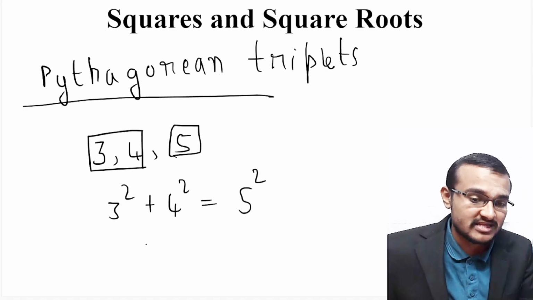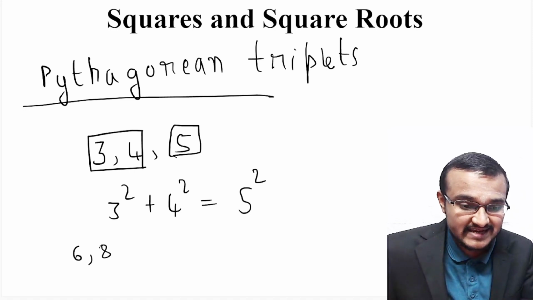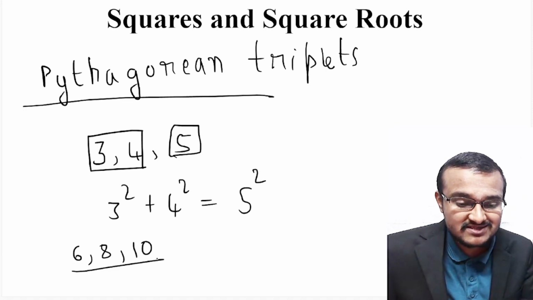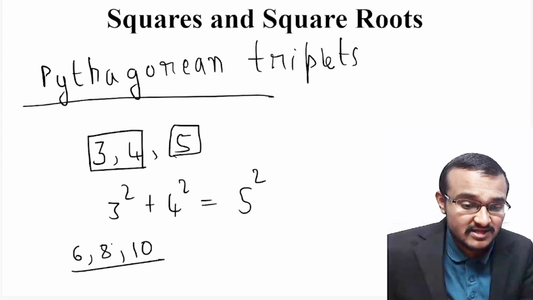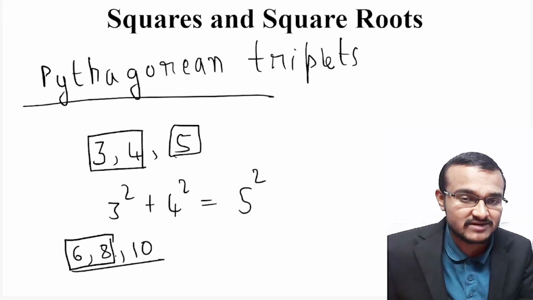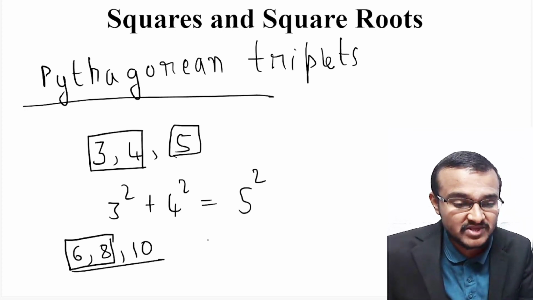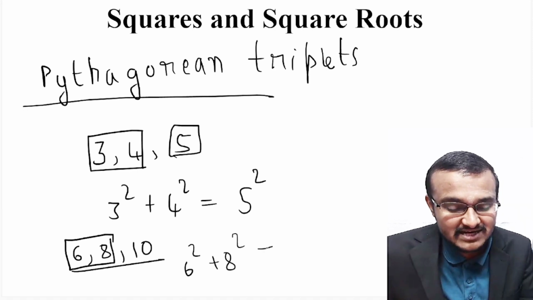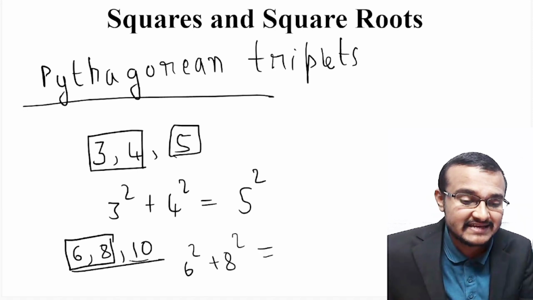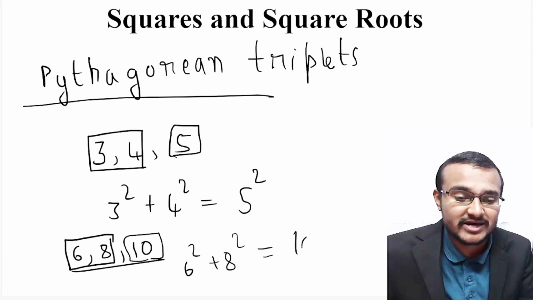There is one more Pythagorean triplet which is 6, 8, 10. So among these three natural numbers, the lowest natural numbers are 6 and 8. So when you take the square of those two and add, that will be equal to the highest number square, that is 10 square.